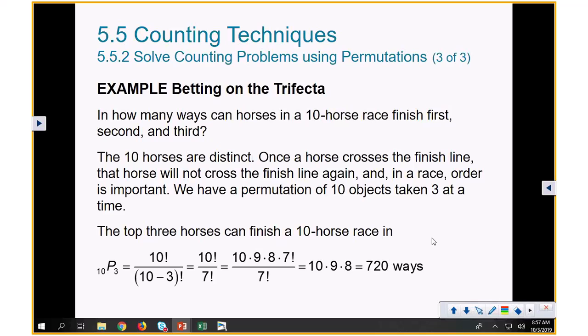So 10, and I want you to write how they did it right there. And of course, I want you to cancel out the 7 factorial. The only reason I want you to copy down what they did is that way you'll have it. So copy down and then take your handy dandy virtual red pen.